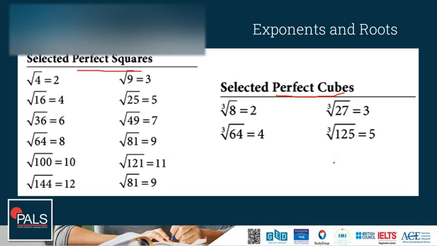These are the common perfect cubes. The cube root of 8 is 2, cube root of 27 is 3, cube root of 64 is 4, cube root of 125 is 5.